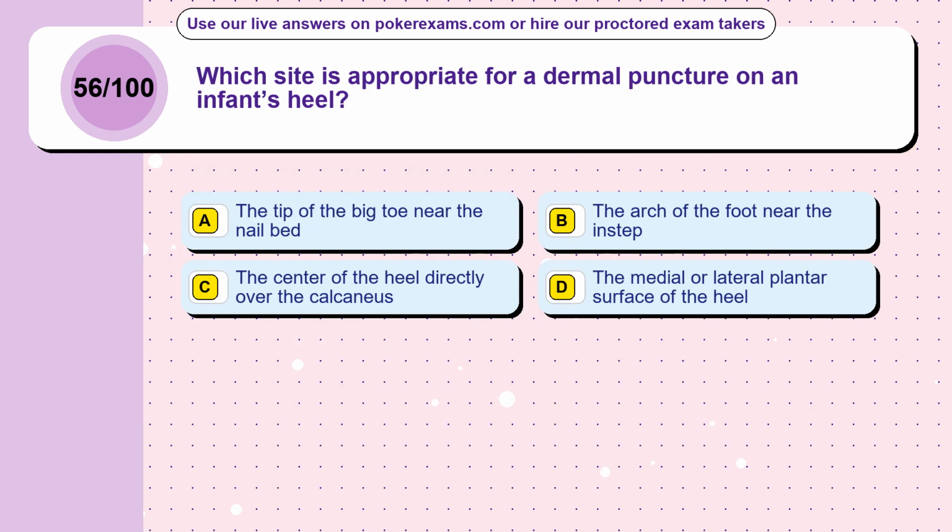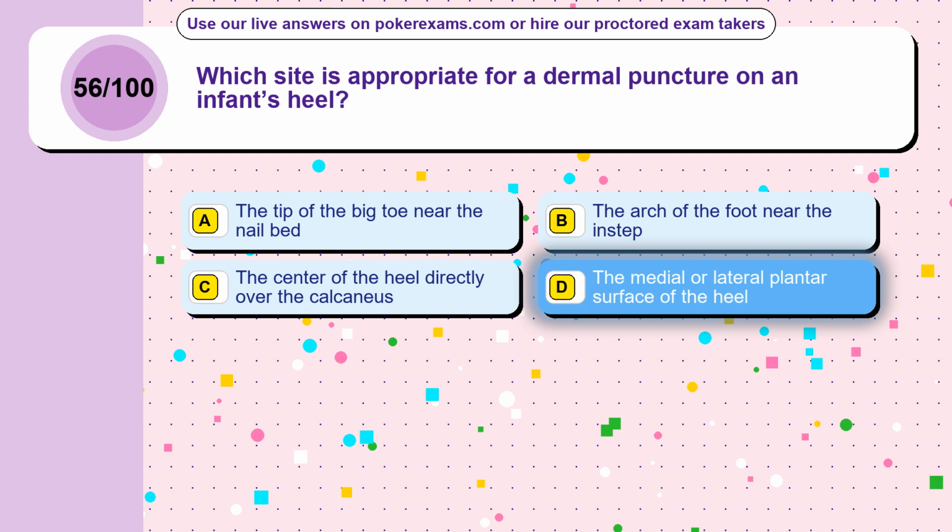Question 56. Which site is appropriate for a dermal puncture on an infant's heel? Option A. The tip of the big toe near the nail bed. Option B. The arch of the foot near the instep. Option C. The center of the heel directly over the calcaneus. Option D. The medial or lateral plantar surface of the heel.